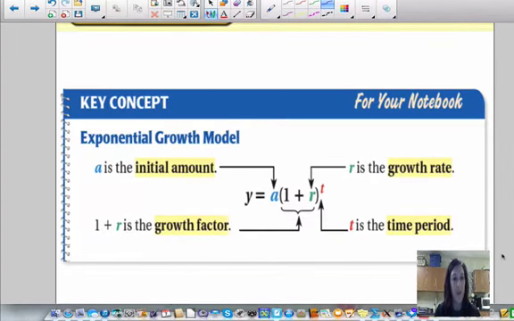All right, now we're going to talk about exponential growth model. The exponential growth model follows a formula. The formula is y equals a times the quantity 1 plus r to the t power. Now a is representing the initial amount. So we're going to be talking about like a money factor. So the initial amount of money. R is going to be talking about the growth rate. So what is the percent that it's increasing by? And t is going to represent the time period.